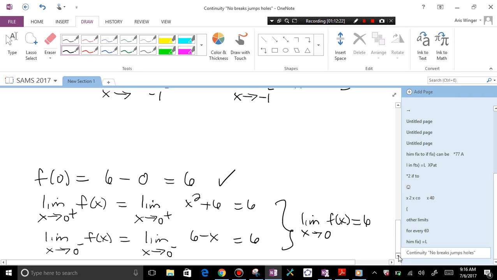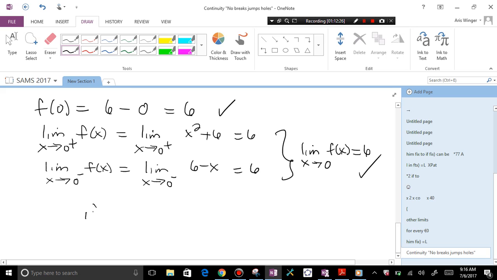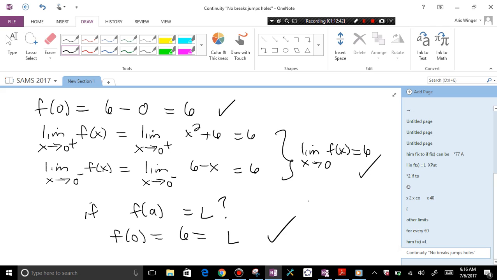And then the final thing to check is, is f of a equal to L? Well, f of 0 is 6. That is also the limit. And therefore, all 3 of those things are true. f is continuous at 0.